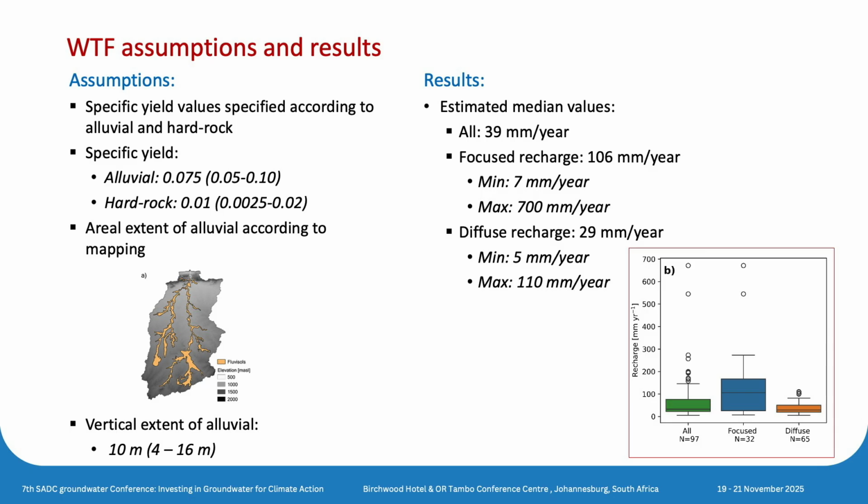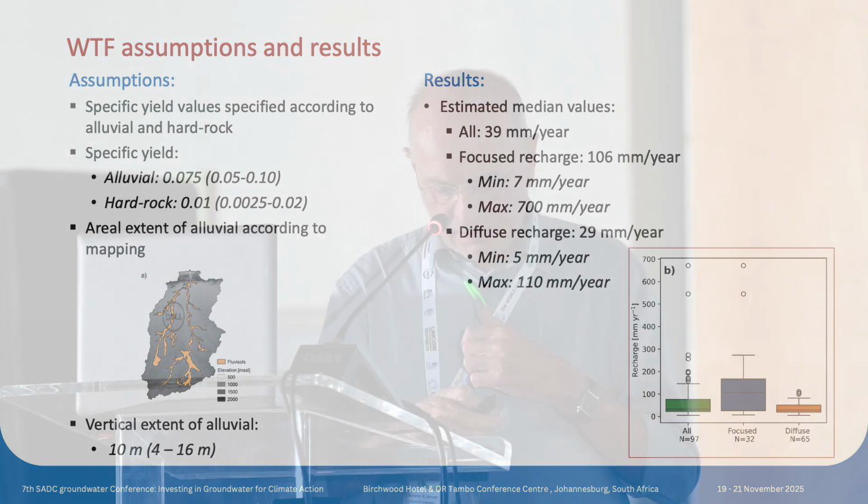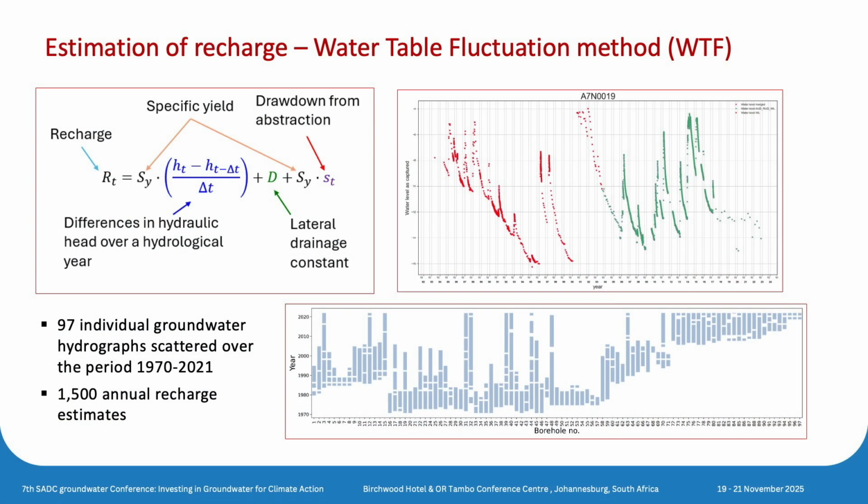We can also divide it into focused recharge, which has a mean value of 106 with a large variation. Likewise, we can estimate the diffuse recharge, which we have come to 29 millimeters per year, also subject to some variation depending on which year we are looking into. Having done that, we have been able to calculate 1,500 annual recharge estimates for a hydrological year.